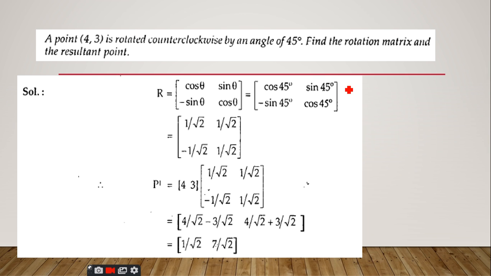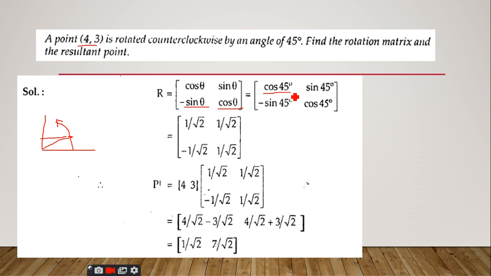There is one problem I have taken as an example. The point (4, 3) is rotated counterclockwise by an angle of 45 degrees. Find the rotation matrix and the resultant point. Just take P as (4, 3), that is x is 4 and y is 3. Now we have to rotate it by an angle of 45 degrees in the counterclockwise direction. That means when the rotation is counterclockwise, we have to use cos theta, sin theta, minus sin theta, cos theta.